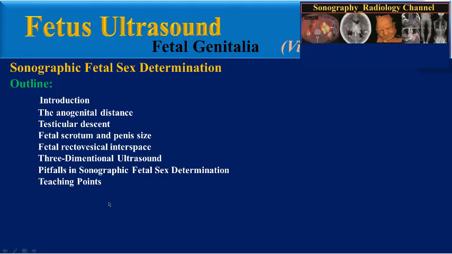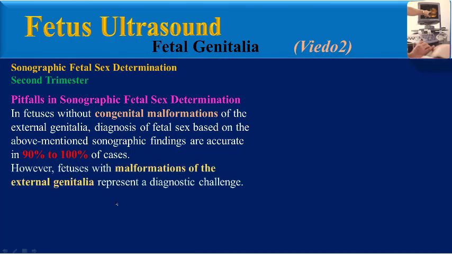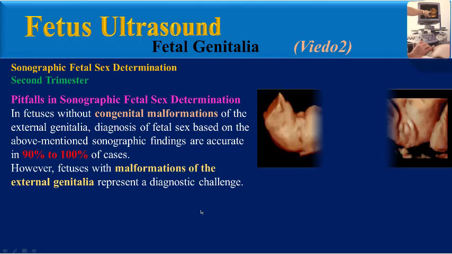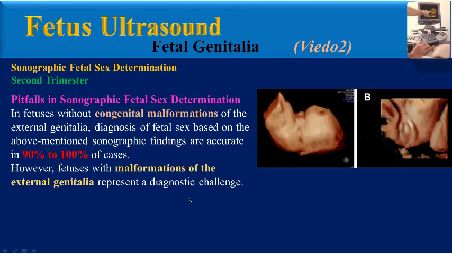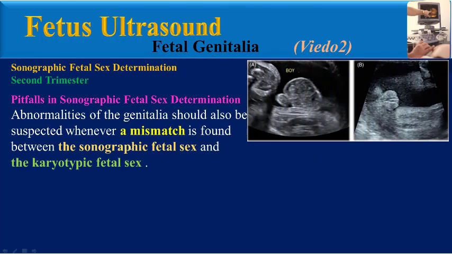What is the pitfall in sonographic fetal sex determination during the second and third trimesters? In fetuses without congenital malformation of the external genitalia, diagnosis of fetal sex based on the above-mentioned sonographic findings is accurate in 90 to 100% of cases. However, fetuses with malformations of the external genitalia represent a diagnostic challenge. Abnormalities of the genitalia should also be suspected whenever a mismatch is found between the sonographic fetal sex and karyotypic fetal sex.